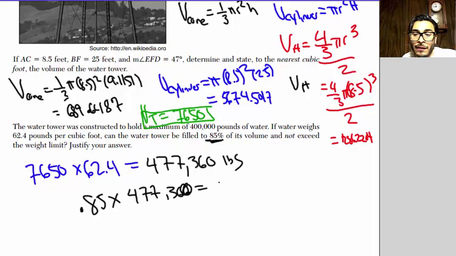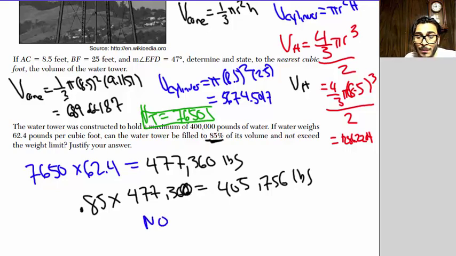And when I do that, I get 405,756 pounds. The question is, the water tower was constructed to hold a maximum of 400,000 pounds. So can we fill it to 85% capacity? The answer is no. We cannot.